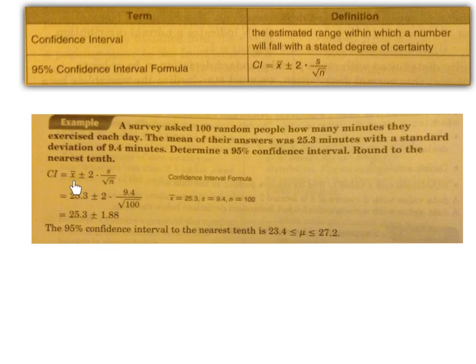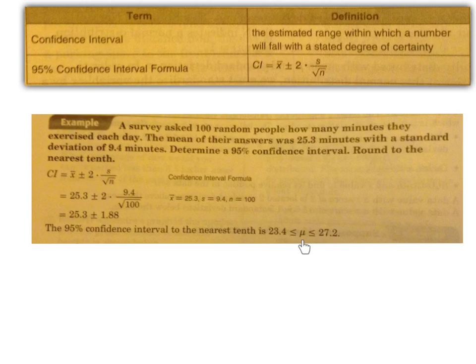Well, if the X bar plus or minus 2 times S over the square root of N is our formula, 25.3 is our mean, that's our X bar, the mean of the sample, plus or minus 2 times 9.4, our standard deviation for the sample, S, and we're going to divide that by the square root of 100, and 100 was the number of people that we tested. Well, 2 times 9.4 divided by the square root of 100 is 1.88. So we take that 1.88 and we subtract it from 25.3 to get 23.4. We take 1.88 and we add it to 25.3 to get 27.2.